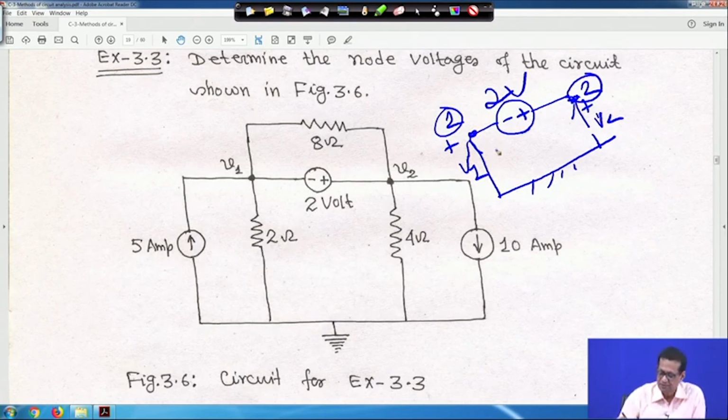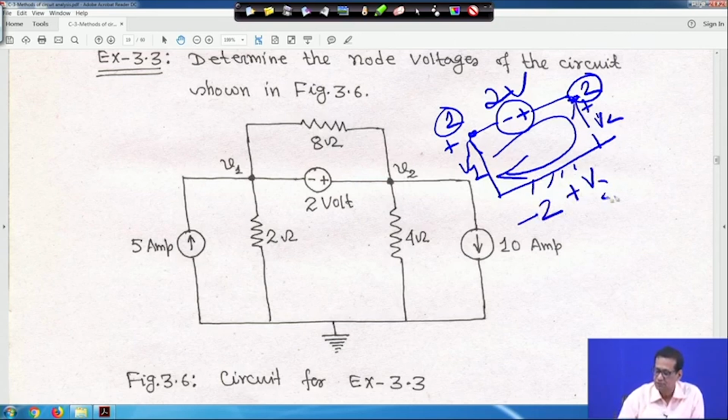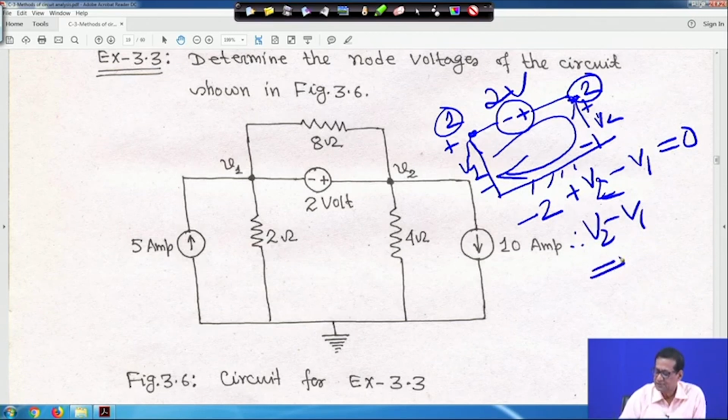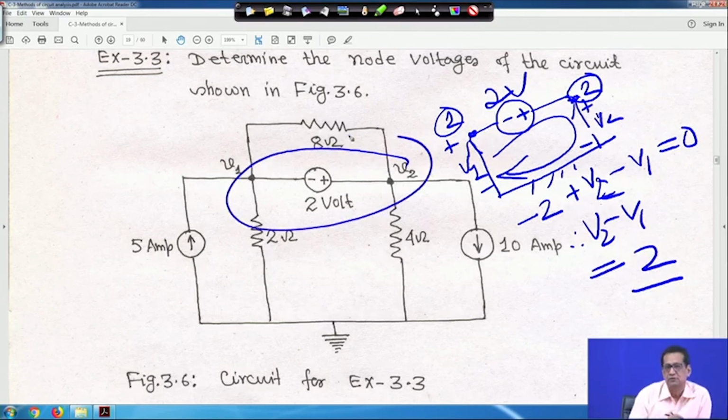So, here if you apply KVL going clockwise, then it will be minus 2, then plus V 2, then minus V 1 is equal to 0. Because it is encountering the minus terminal first when you are moving like this, so minus 2, then encountering the plus terminal first, plus V 2, then encountering the minus terminal first, so minus V 1 is equal to 0. That means V 2 minus V 1 is equal to 2. This is the constraint equation coming because of this super node.